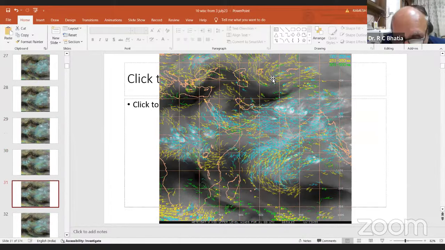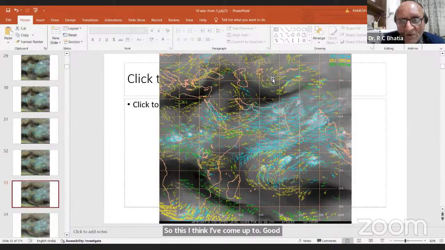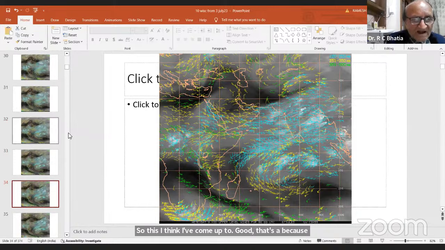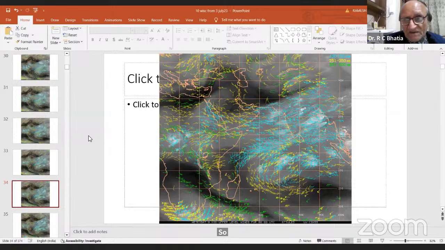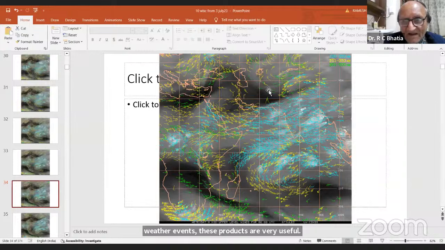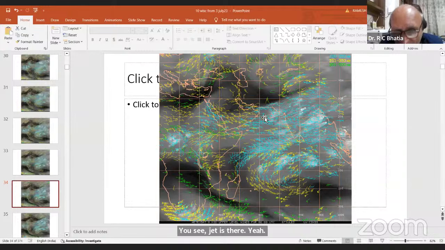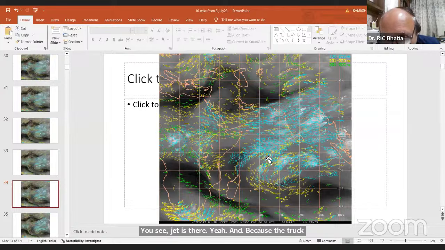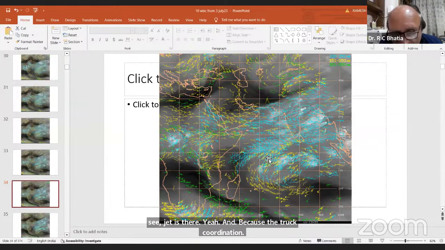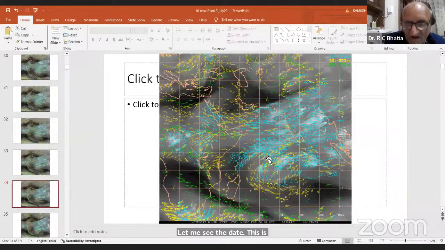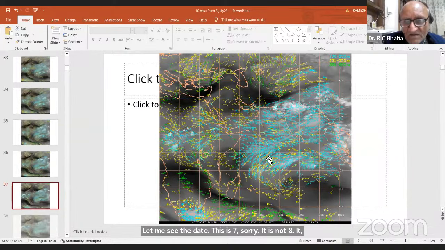So I think I have come up to the 8th or so. That is sufficient because the system occurred. What I am trying to show is that in these high impact weather events, these products are very useful. You see, the jet is there, and because of the trough formation, let me see the date. This is the 7th, sorry, it is not the 8th, it was the 7th. So anyway, this is possible.